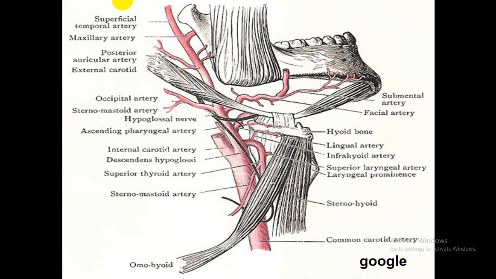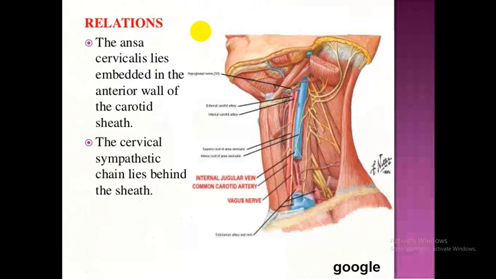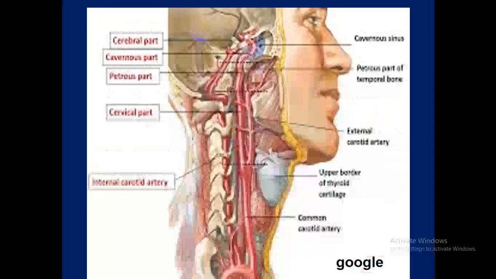Now, both the superficial temporal artery and maxillary artery are terminal branches of the external carotid artery, arising behind the neck of the mandible, which is the end of the external carotid artery. Now, we come to other arteries, which is the internal carotid artery. The same origin as the external carotid artery.